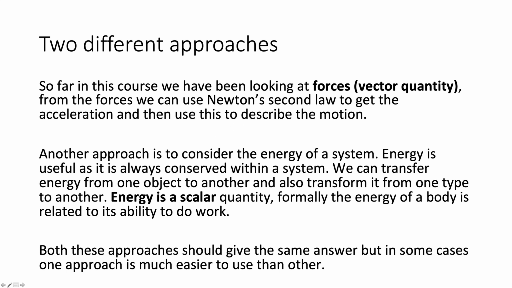But another approach is to consider the energy of a system. So energy is useful as it's always conserved within a closed system. We can transfer energy from one object to another and also transform it from one type to another. And energy is a scalar quantity. So formally, the energy of a body is related to its ability to do work. Because it's a scalar, it can be a little bit simpler to use than a vector which has components in every direction. This has just got the one component. So both these approaches should give the same answer, but in some cases, one approach is going to be easier than another.